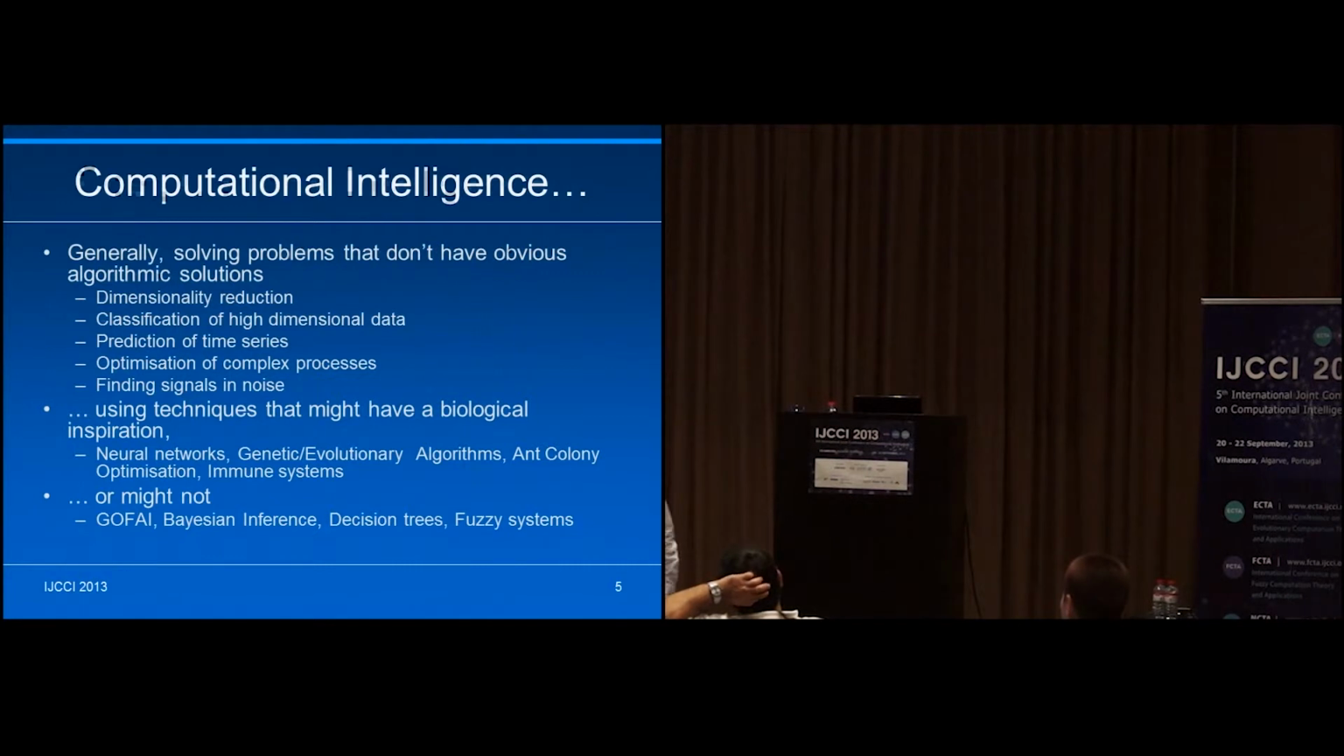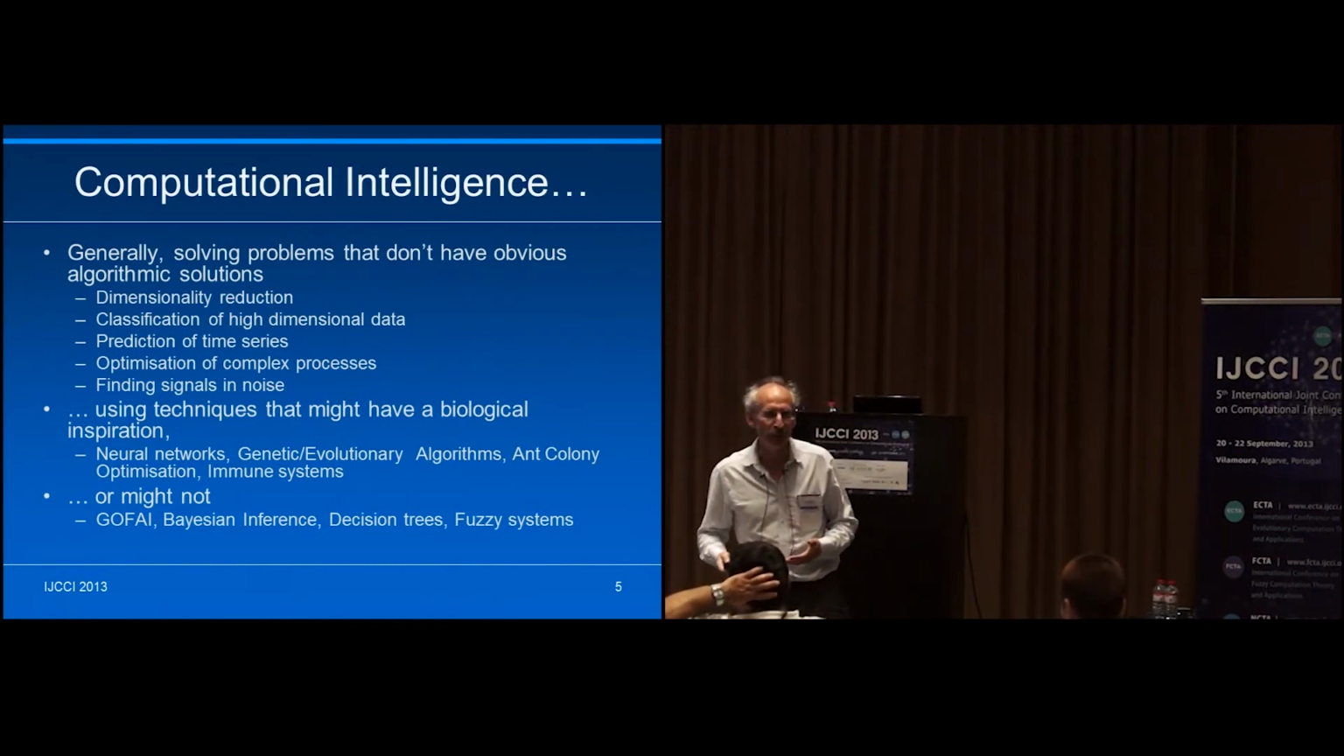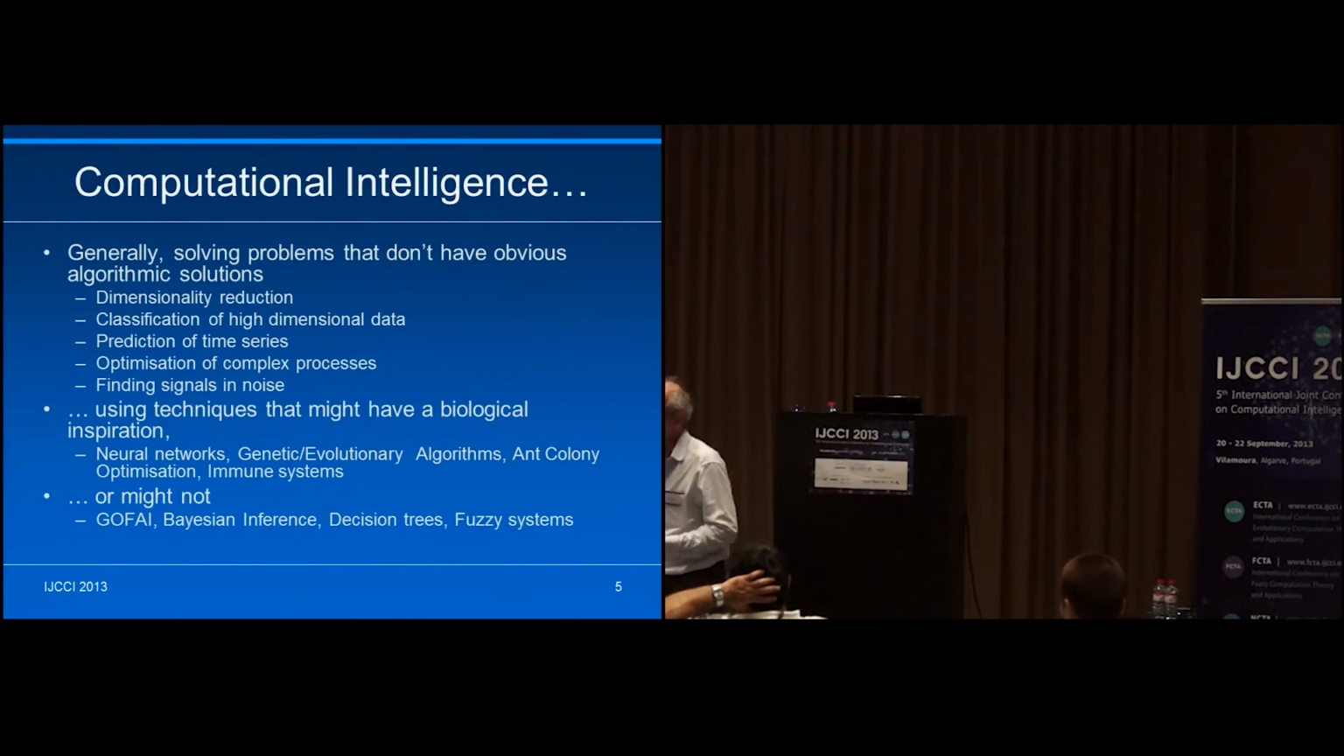So here's my definition. Computational intelligence is about solving problems that don't have obvious algorithmic solutions. Otherwise, you just write the algorithm and off you go. It's easy. And that's lots of problems. Generally problems that have got high dimensionality in them somewhere. So you need to reduce the dimensionality. You want to classify it. You want to predict time series because, as I think Yogi Berra said, predicting is difficult, particularly predicting the future. And these are hard to do. Optimization of complex processes, whether in industry, chemistry, or timetabling, for example.